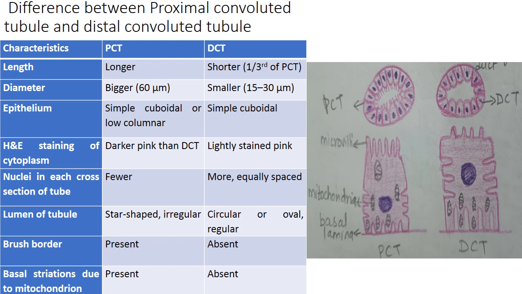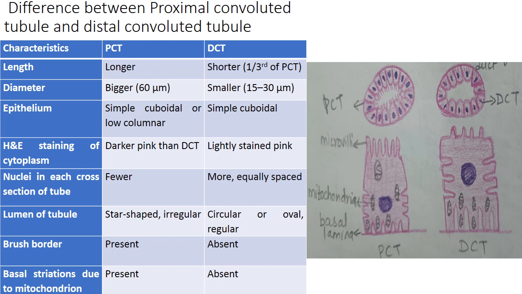Whereas the distal convoluted tubule begins from the ascending limb. It is shorter compared to the PCT. It continues with the collecting duct. It is cuboidal, but it does not have microvilli, and it is less acidophilic. The cytoplasm is less acidophilic. It is less convoluted, and the main function of the distal convoluted tubule is secretion.